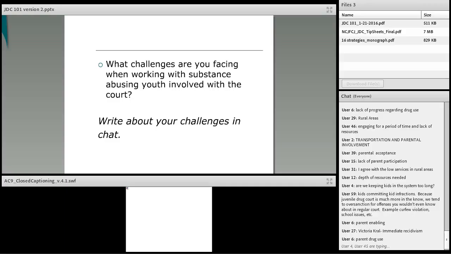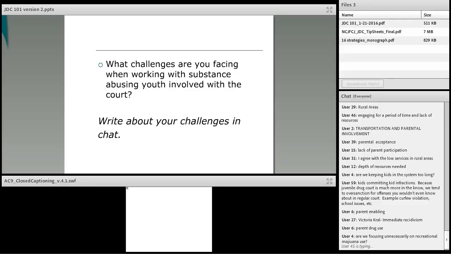Depth of resources needing. Oh, are we keeping kids in the system too long? I think that's an interesting question, Paul Young. I think it depends on the young person. What we want to target are kids that make sense for them to be in the system long enough to receive the services that we're offering in a drug court. Figuring out that sweet spot can be really hard because we know that the longer kids are in the system, again, it can really damage their outcomes.